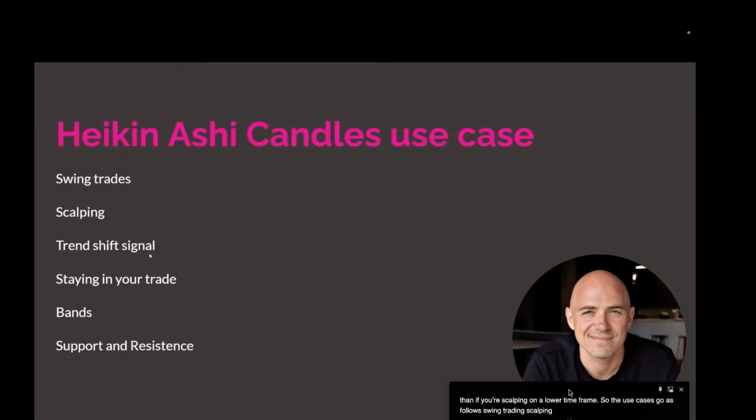I will show you this on the charts of a specific example. Being able to stay in your trade longer, being able to use either ATR bands or Bollinger bands or moving average bands to help you see where this price channel is staying in, as well as seeing concrete reversal indications at key support and resistance levels. So let's get into the charts. I'm going to show you each one of these examples.